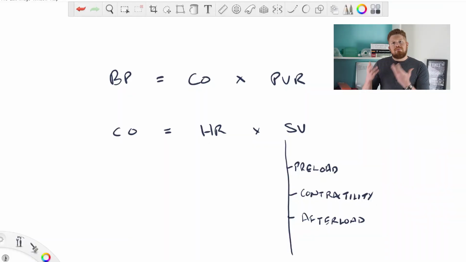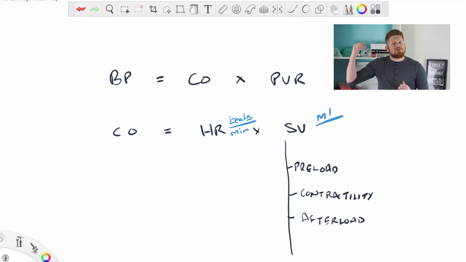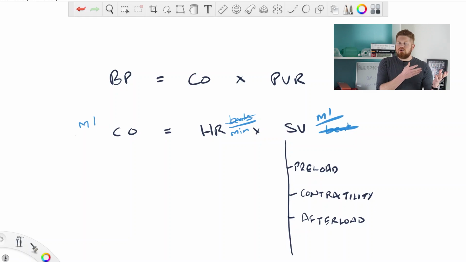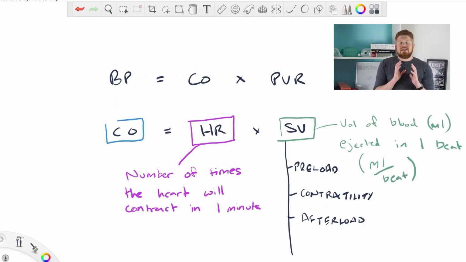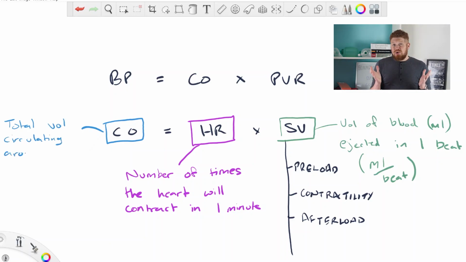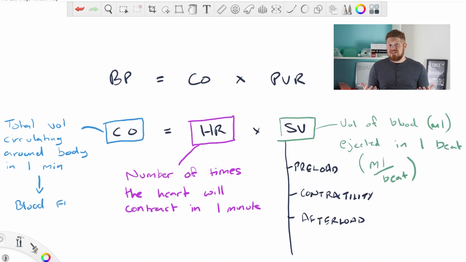So let's move on to cardiac output then. Cardiac output is heart rate multiplied by stroke volume. And if we remember that heart rate is beats per minute and stroke volume is volume per beat, or mils per beat, we cancel out the beats and we end up with mils, or volume per minute. So essentially cardiac output is the total amount of volume that is pumped through the heart in a single minute. Another way of saying this is it's the total amount of blood circulating through my entire body in a minute. Another word for this is blood flow.